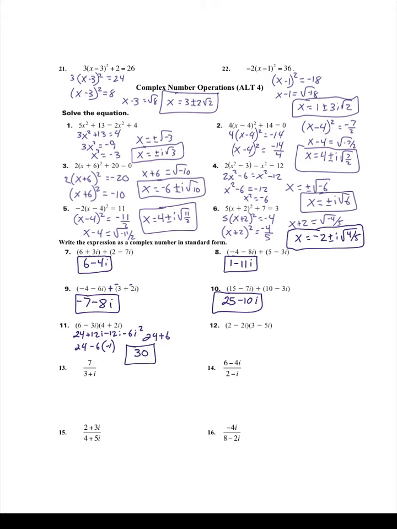Number 12, we're going to get the same thing. 6 minus 10i minus 6i plus 10i squared. Combine your like terms. Make sure that you turn the i squared into negative 1. So that's going to become a -10, which gives us -4 minus 16i.